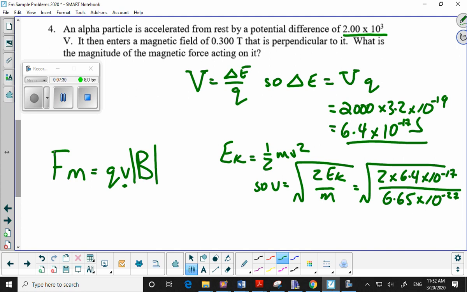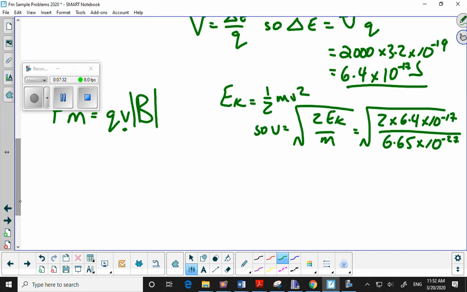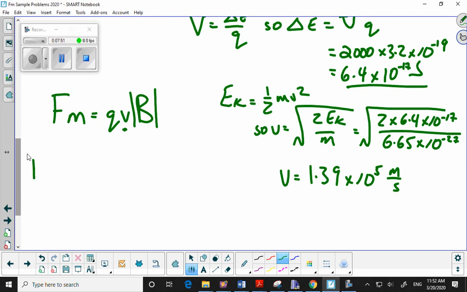To ensure you've got that down, look up to get it down. And from that we get a speed of 1.39 times 10 to the 5 meters per second. So now we have enough information to find that magnetic force. We know that the charge of that alpha particle is 3.2 times 10 to the minus 19, because that's the charge of an alpha particle.